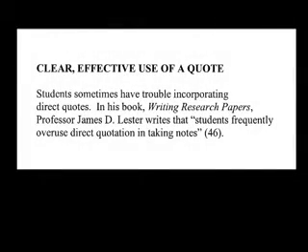Here's an example of a clear and effective use of a direct quote. Notice that the in-text citation does not include the author's last name. Because the author's name is mentioned within the sentence itself, it does not need to be repeated in the in-text citation. Now, another way to integrate source information into your paper is by paraphrasing. This is when you include information from your source using your own words, not a direct quote. Let's take a look at some examples.